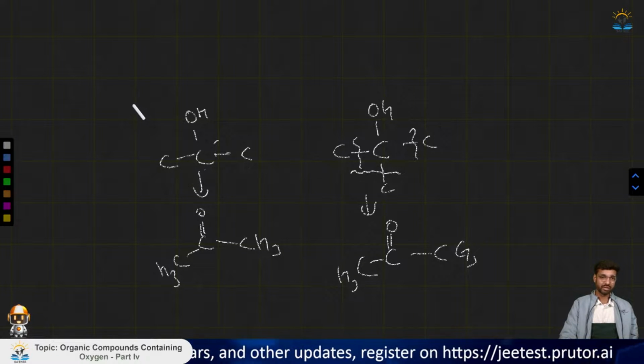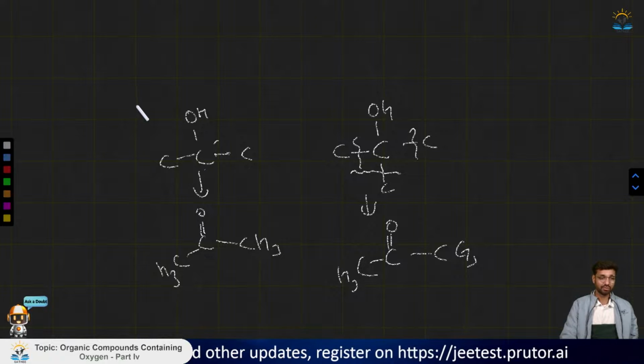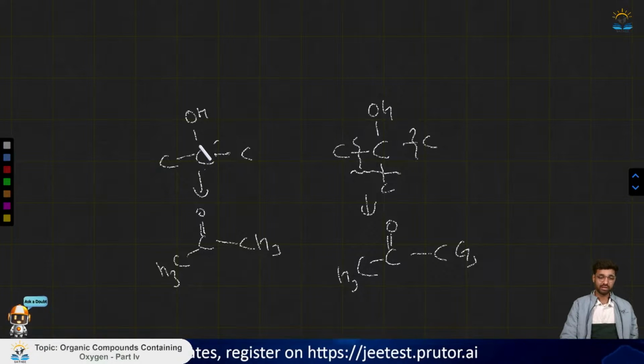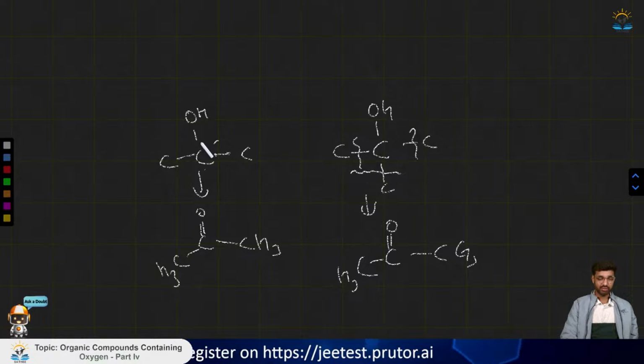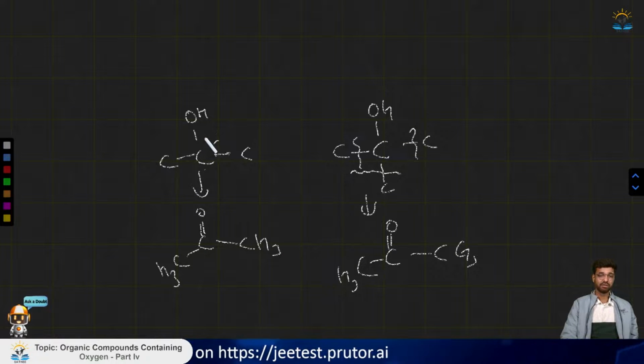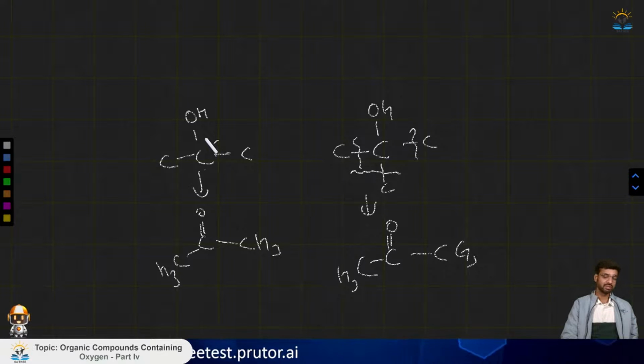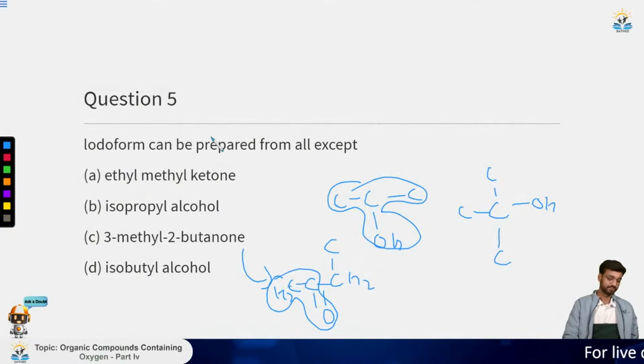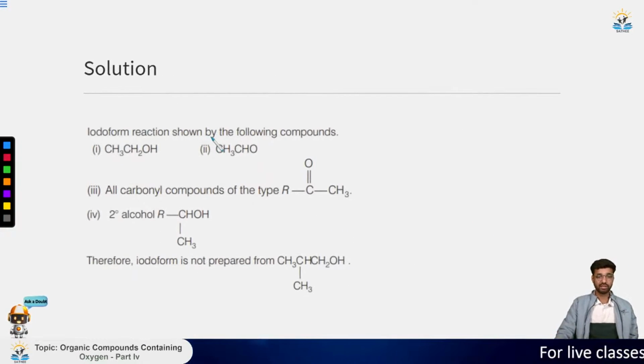What should you remember? If you form the carbonyl from the alcohol at the point where alcohol is attached, and after forming that ketone or aldehyde you do not need to break any C-C bond, and after the formation of carbonyl it should have a CH3CO kind of group, then in that case you can have this haloform reaction. Same thing written here also, that this will not give the required product. It's not prepared from your tertiary butyl.